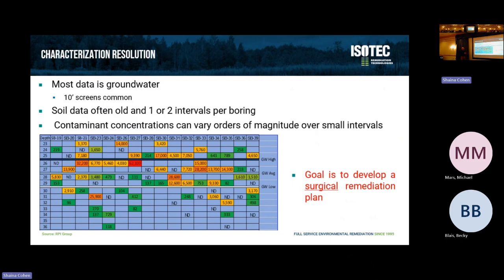And these are the things we want to know so we can ultimately develop a surgical remediation plan, right? Having a bit of a laser focus in our planning so we know exactly where the contamination is and where it isn't, as well as where it is really high and where it is moderate concentrations. We can direct and make decisions based on that as well.